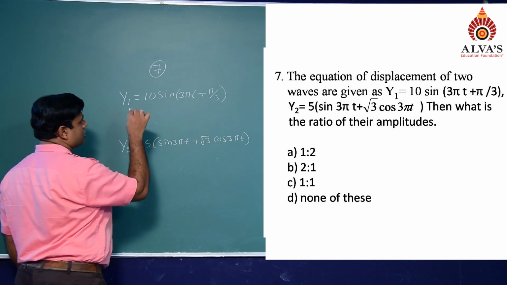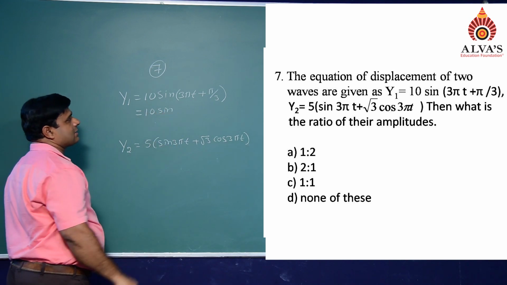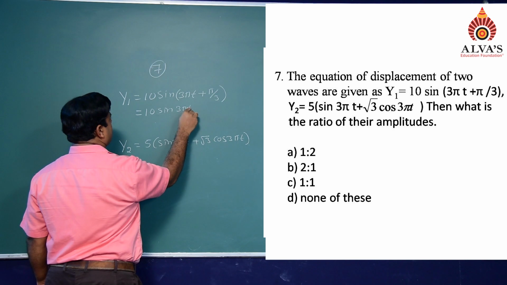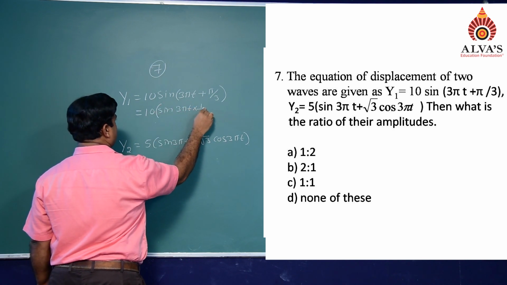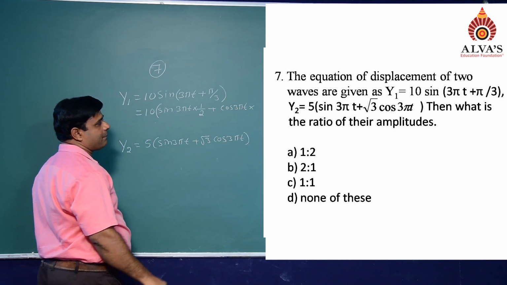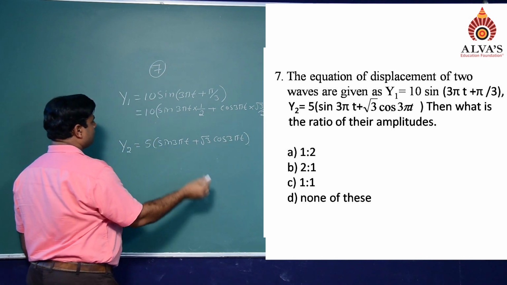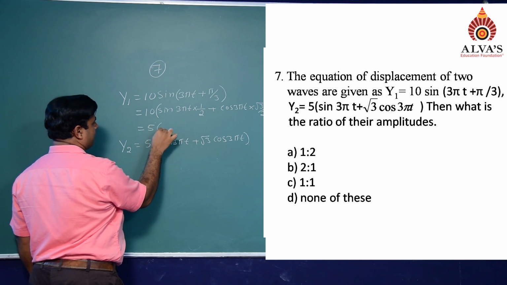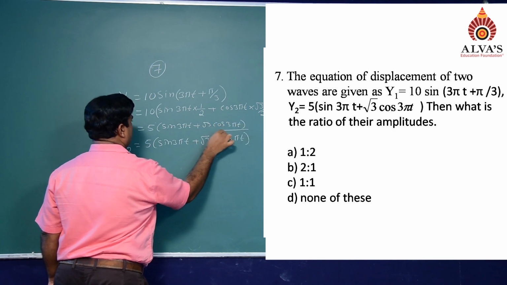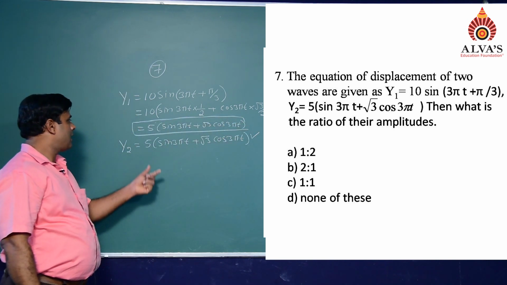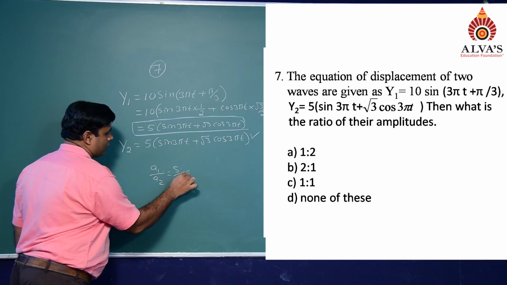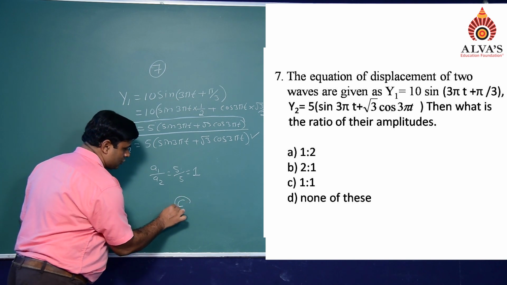So, I will convert the first equation into the second form. Expand the equation by using the sin (A plus B) form, which gives rise to 10 [sin 3 pi t cos pi by 3, where cos pi by 3 is nothing but 1 by 2, plus cos 3 pi t into sin pi by 3, which is nothing but root 3 by 2]. I will take 1 by 2 outside, 10 by 2 is nothing but 5 (sin 3 pi t plus root 3 cos 3 pi t). Now, compare these two equations, both have the same amplitude, therefore, the ratio of amplitude A1 by A2 is 5 by 5, nothing but 1. So, the answer should be 1:1, C is the answer.